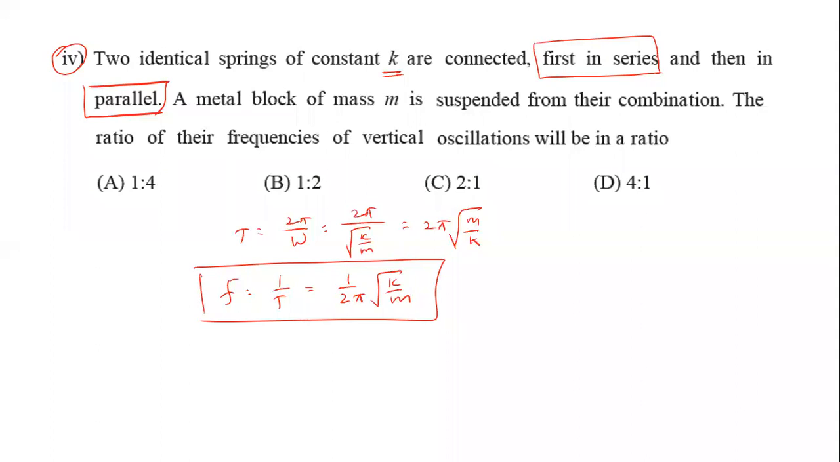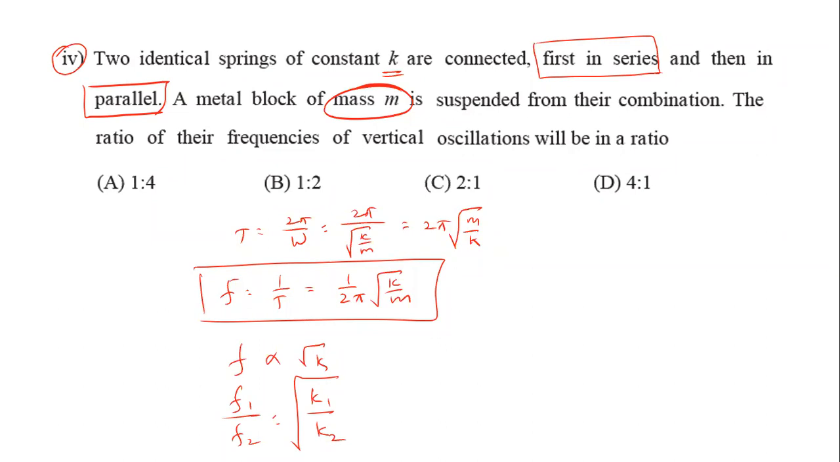Now here, m is constant. Mass of the block is m. It is fixed. Pi is a constant. So frequency is proportional to square root of k. And you have to find out the ratio of frequency. So the ratio of frequency, frequency 1 divided by frequency 2, is equal to under root k1 divided by k2. Now what is k1?